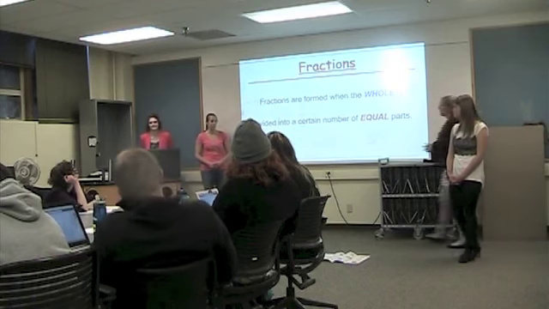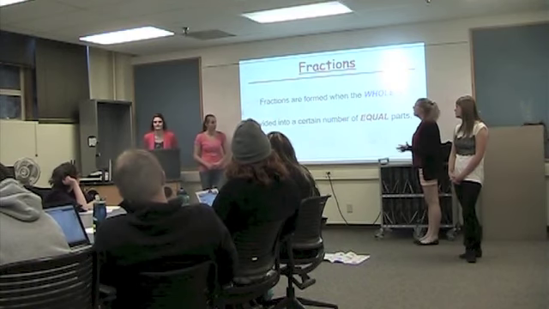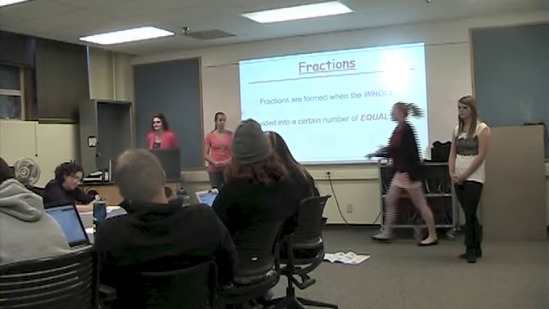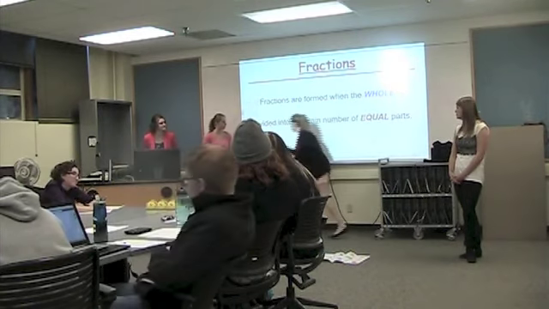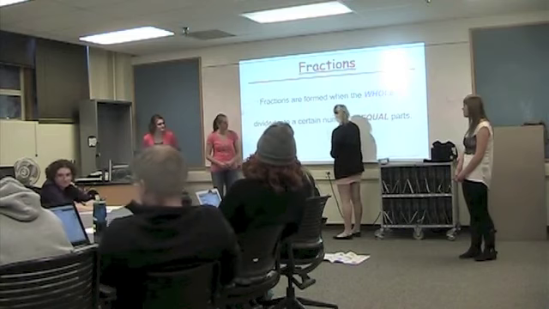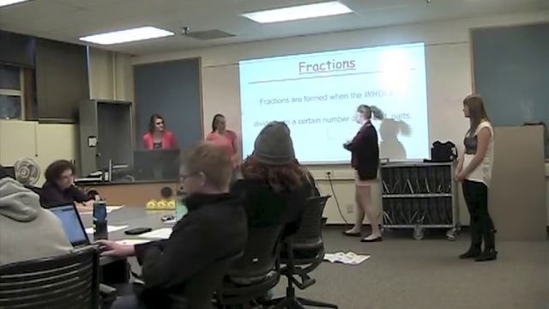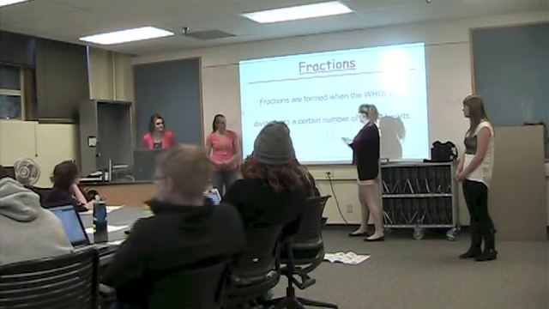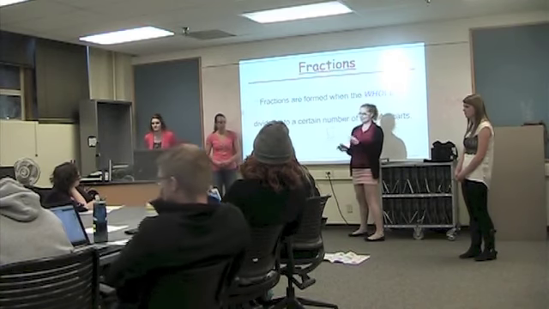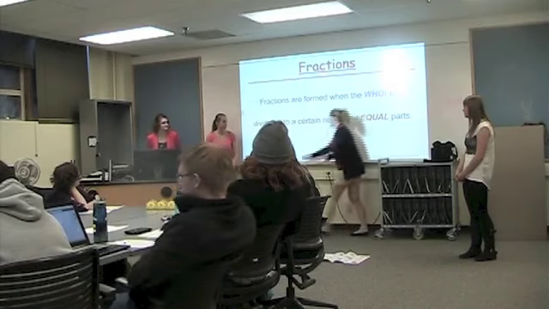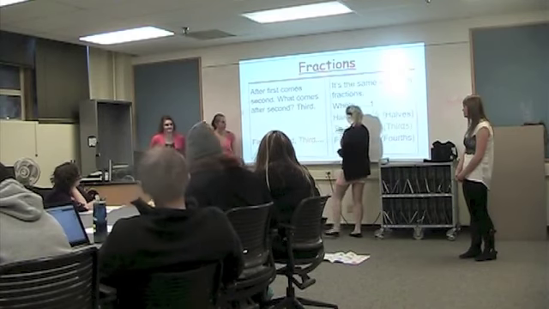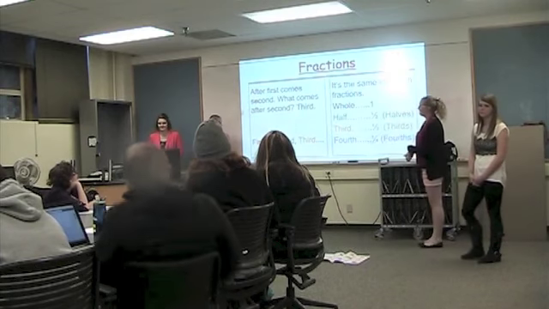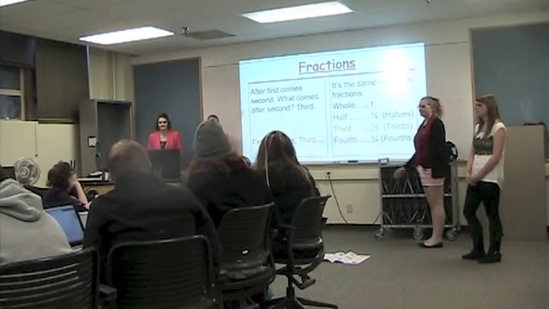Okay, so fractions are the next part of the lesson. Fractions are formed when the whole is divided into a certain number of equal parts. So your whole is going to be a shape, in this case a rectangle, and it has to be equal, so you can't divide it there and say that that is 1/2 and that is 1/2, because they're not equal. So after first comes second. Does anyone know what comes after second?